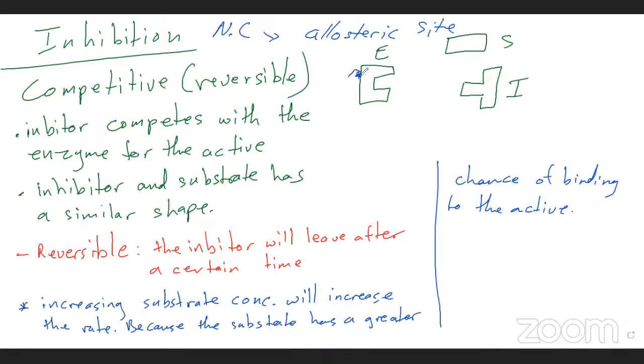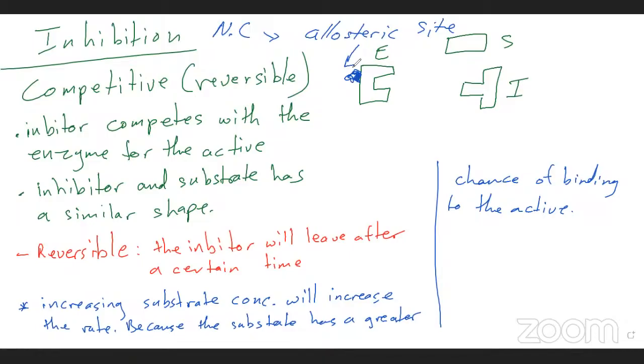So for example, over here, let us say it binds over here. This is the allosteric site. In non-competitive inhibition, the substrate and the inhibitor have a different shape. The shape is not even of importance here. It is that the inhibitor is binding somewhere else other than the active site. When it binds to that point, however, it changes the shape of the active site, and so the substrate cannot bind.